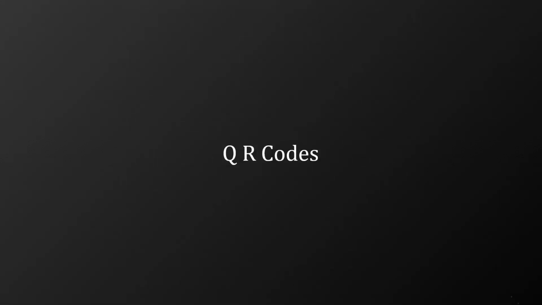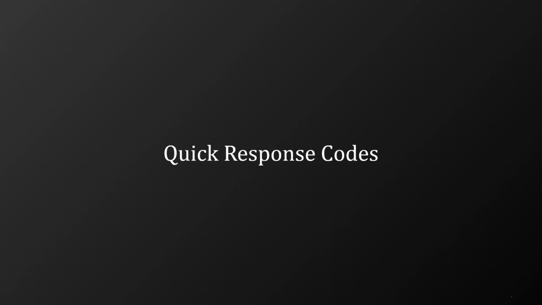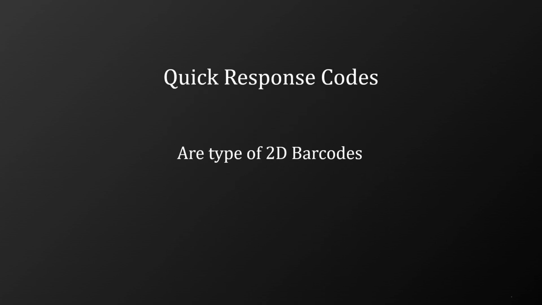QR codes, short for quick response codes, are a type of two-dimensional barcodes. Unlike traditional barcodes that store data in a single line, QR codes spread their data across a matrix of black and white squares. They come in different versions, ranging from version 1, which measures 21 by 21 squares, all the way up to version 40, a massive 177 by 177 size.